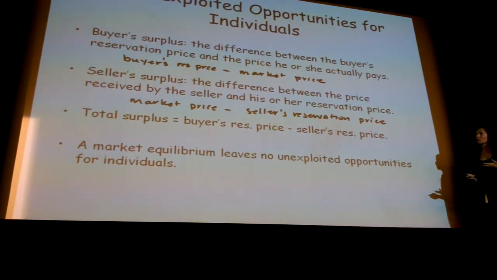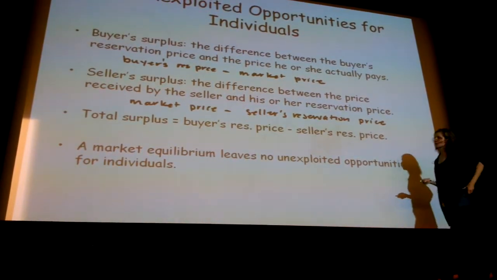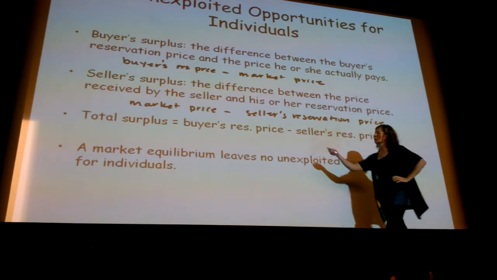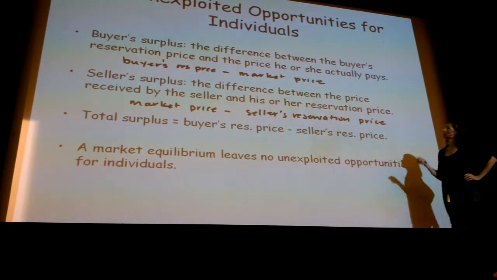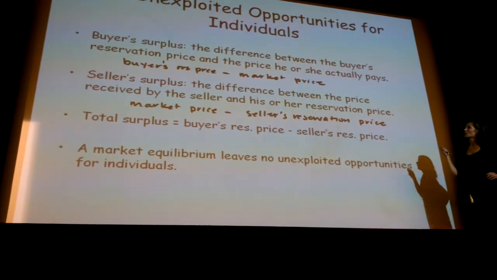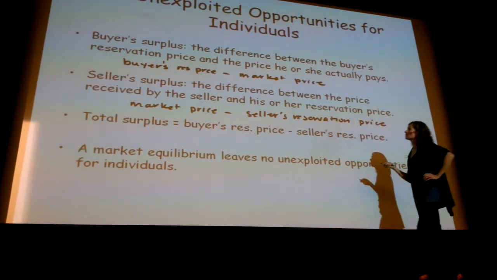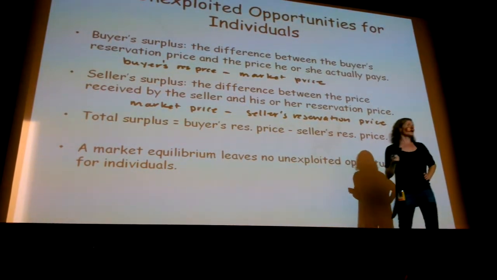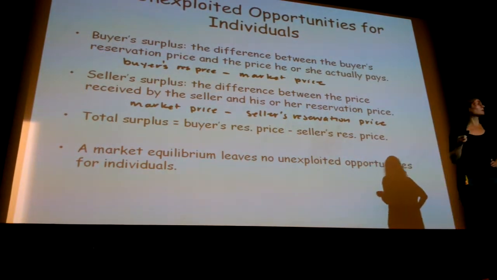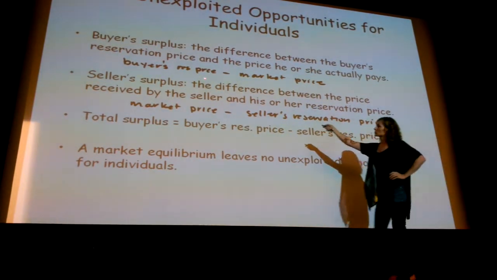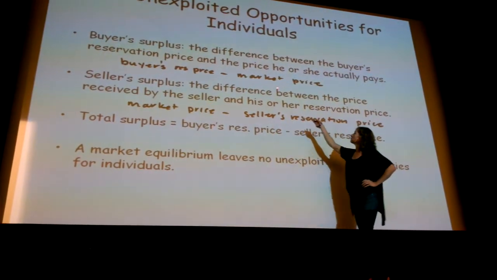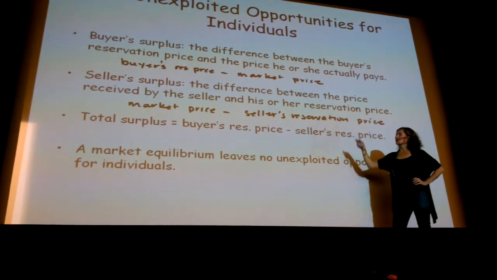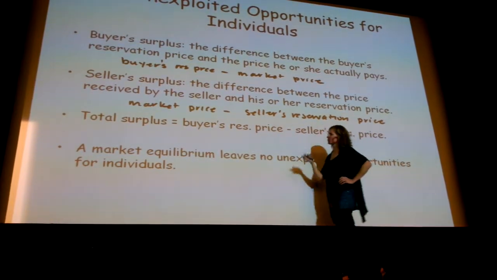And I defined a couple terms. We've gone over these before, but I just want to bring us all up to speed on it. The first was the buyer's surplus. That's the difference between the buyer's reservation price and the price he or she actually pays. And the price that he or she actually pays is typically the market price, whatever P star is. So the buyer's surplus, again, is just going to be the buyer's reservation price minus the market price or the equilibrium price in a very simple setting.